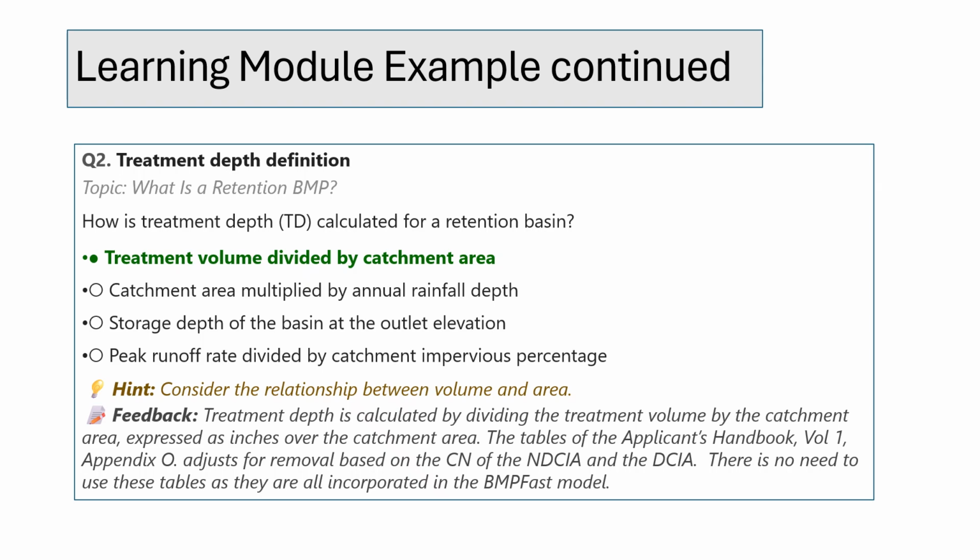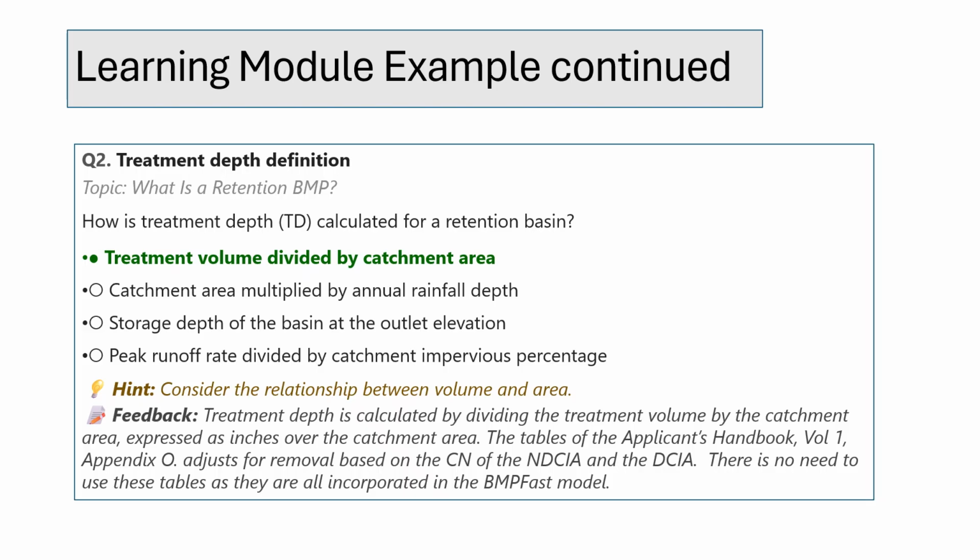The other options are plausible sounding but incorrect. Multiplying catchment area by annual rainfall depth gives you a volume, not a depth in the way treatment depth is defined. The storage depth at the outlet elevation and the peak runoff rate divided by impervious percentage are also not how treatment depth is derived.